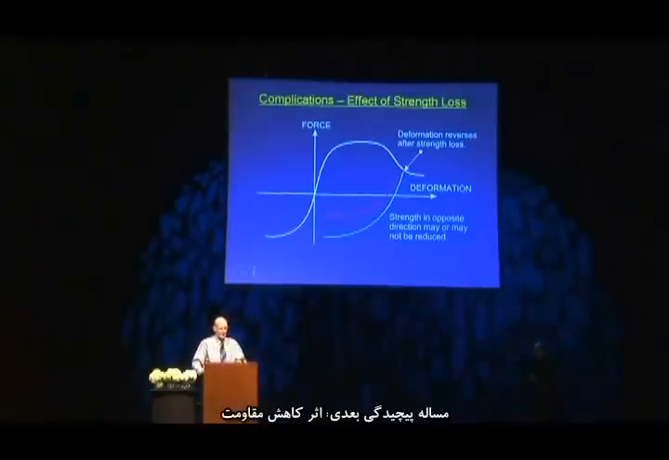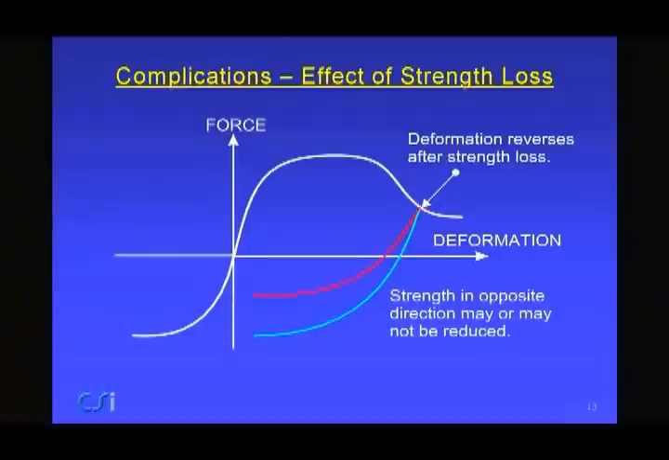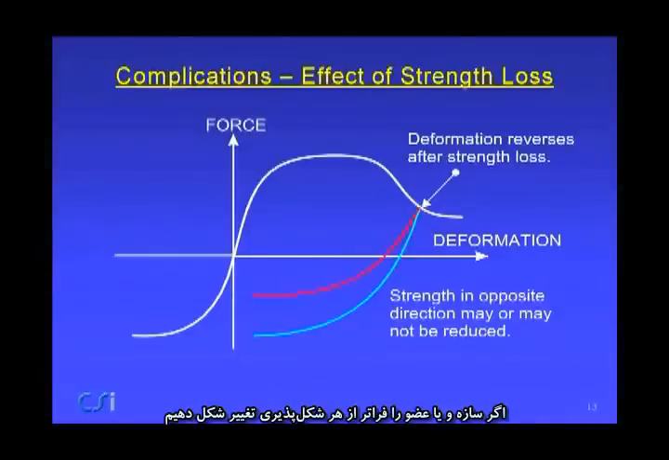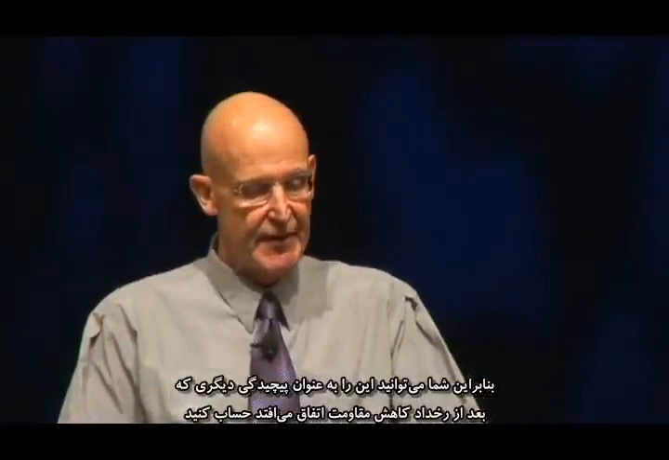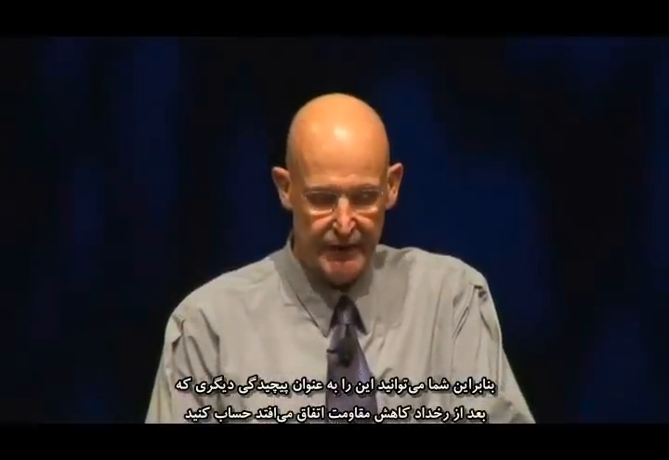A further complication is the effect of strength loss. If you do deform the structure or the component beyond the ductile limit, say out to this point, and then reverse it and push it through a hysteresis loop, maybe the strength in the opposite direction is not affected very much by the strength loss in this direction, and maybe it is. It depends on the component. So you may have to take this into account. It's just another complication. What happens after strength loss occurs?